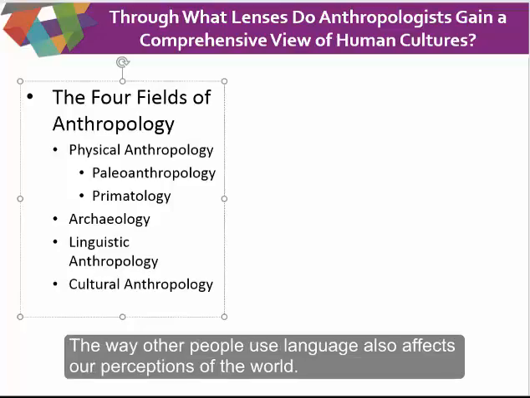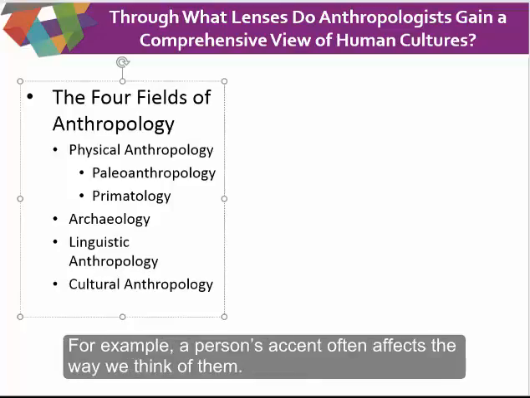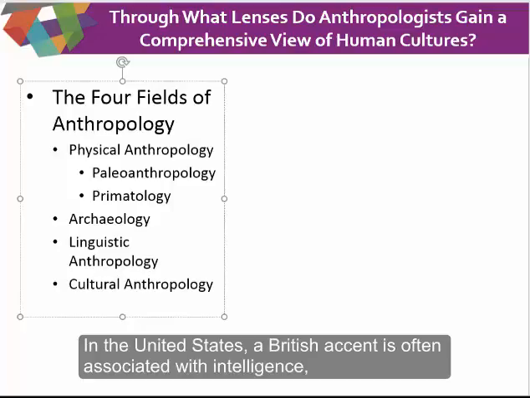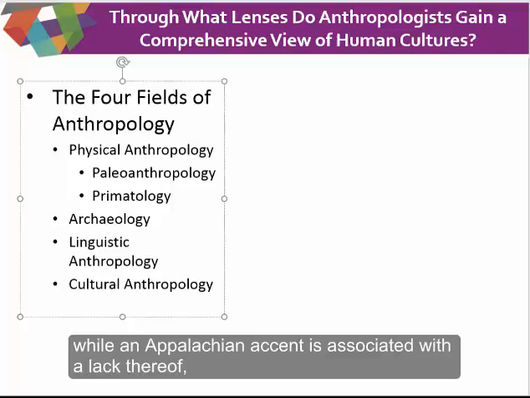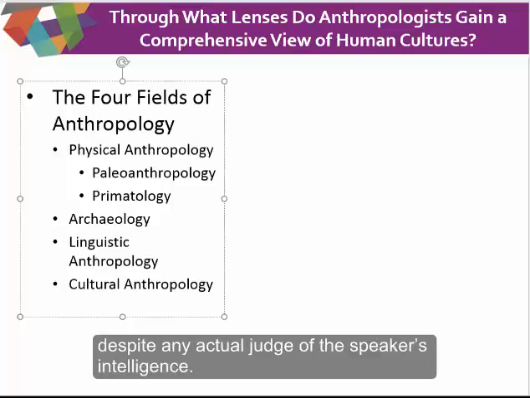The way other people use languages also affects our perception of the world. For example, a person's accent often affects the way we think of them. In the United States, a British accent is often associated with intelligence, while an Appalachian accent is associated with a lack thereof, despite any actual judge of the speaker's intelligence.